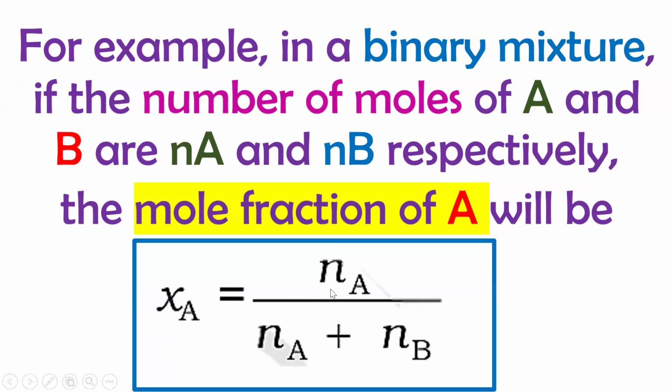So here we can write: total number of moles of A is Na, and the total number of moles in A and B is Na plus Nb. So that gives the mole fraction of A. What about the mole fraction of B? Mole fraction of B, Xb, equals Nb by Na plus Nb.